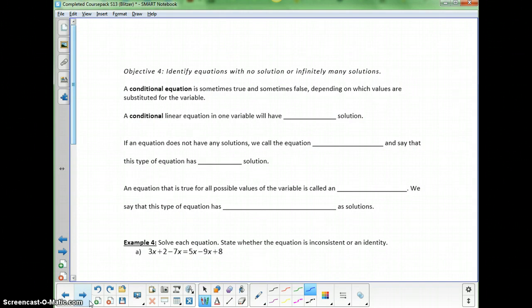Objective 4, identify equations with no solution or infinitely many solutions. So a conditional equation is an equation that is sometimes true and sometimes false, depending on what values are substituted for the variable. If it's a conditional linear equation, it will have exactly one solution. So the equations that we solved on the previous page were all conditional. They had one answer. If an equation does not have any solutions, we call the equation inconsistent.